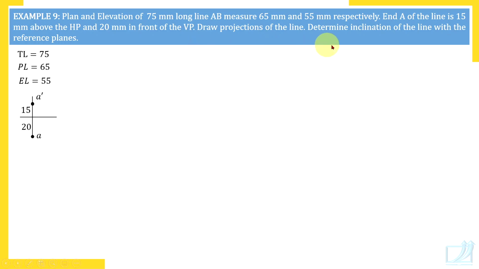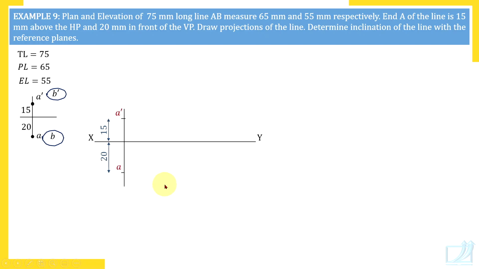Now position of the other end is not given. So when position of the other end is not given, then we should assume its position. So let's assume position of the other end in first quadrant. That is front view above, top view below. And let's proceed. Here it is XY line.